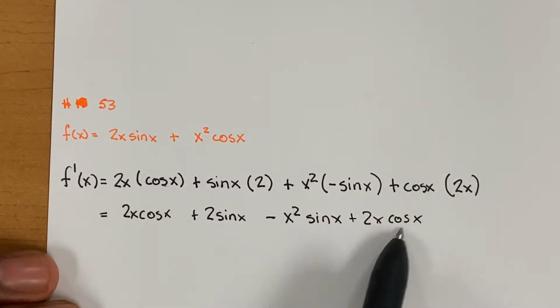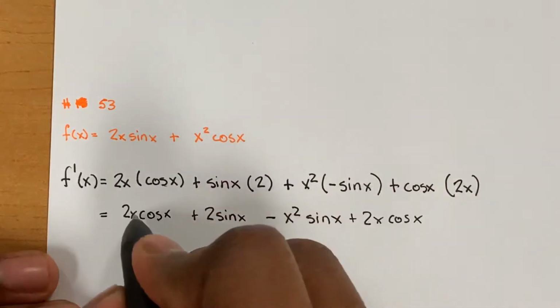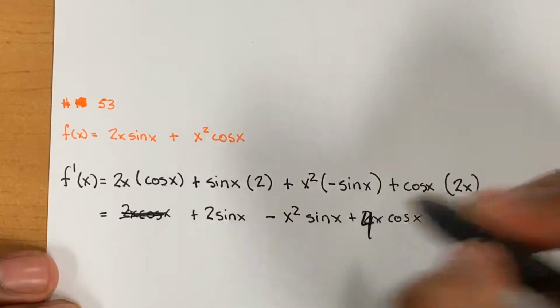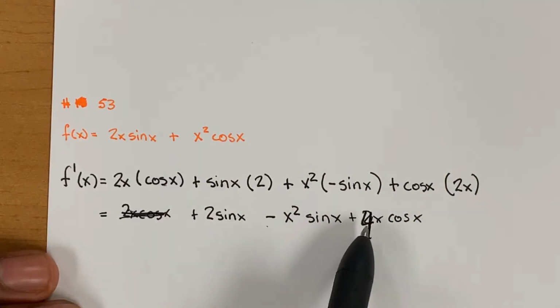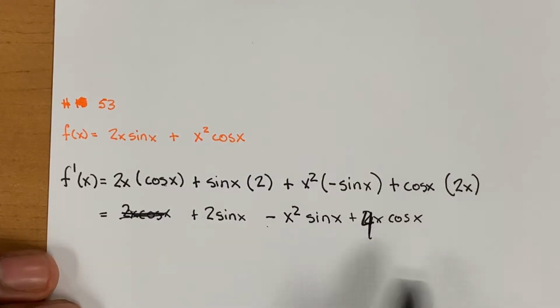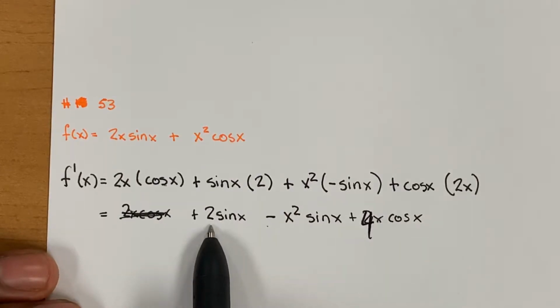We can group the 2x cosine x and this 2x cosine x, and we'll just cross this one out and make this a 4 instead. So the final answer is 2x sine x minus x squared sine x plus 4x cosine x. And that's sufficient. We can factor out a greatest common factor. Do we have any? No, we don't, because that term doesn't contain an x.